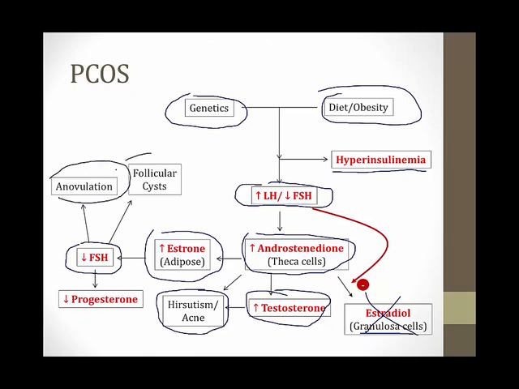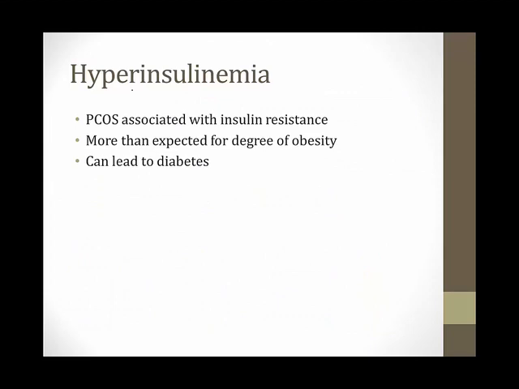In addition, follicular cysts will develop, and this will all lead to a low level of progesterone because the woman is not ovulating normally. I mentioned this before, but PCOS is associated with hyperinsulinemia. PCOS is associated with insulin resistance, and as a result, the woman's insulin level needs to rise in order to maintain normal blood sugar levels. Now, you may know that obesity is also associated with hyperinsulinemia, but the hyperinsulinemia seen in PCOS is more than expected for the degree of obesity seen in these women, and this can lead to diabetes.